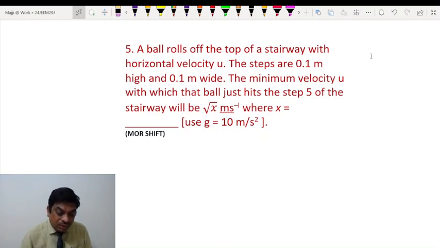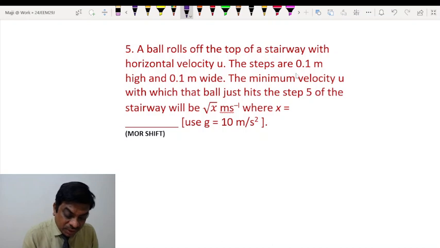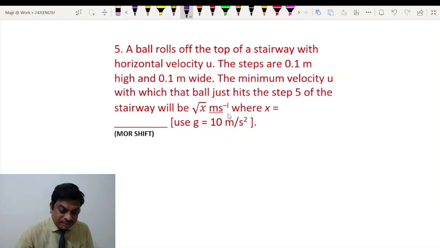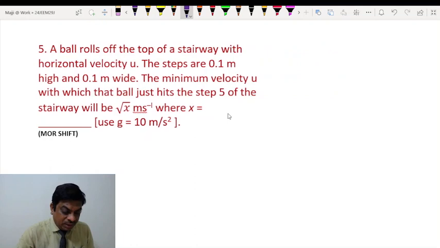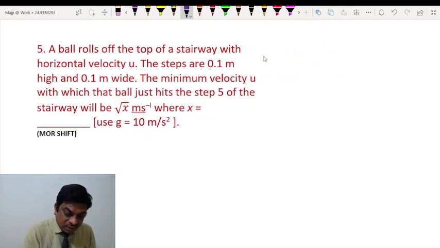A ball rolls off the top of a stairway with horizontal velocity u. The steps are 0.1 meter high and 0.1 meter wide. The minimum velocity u with which the ball just hits the step 5 of the stairway will be root x, where x is. So here you can see students, I just draw the diagram.